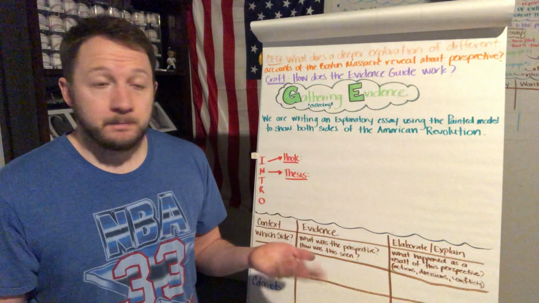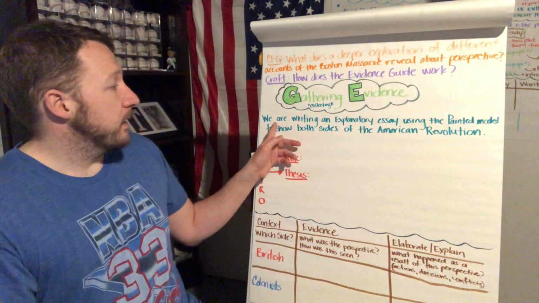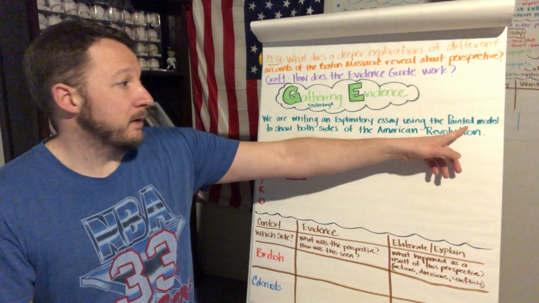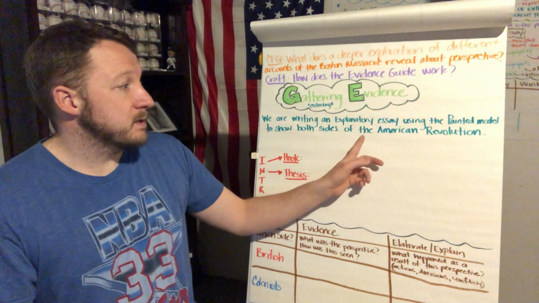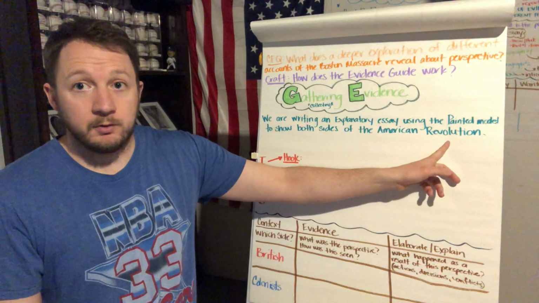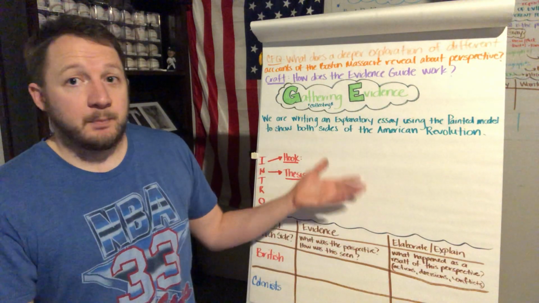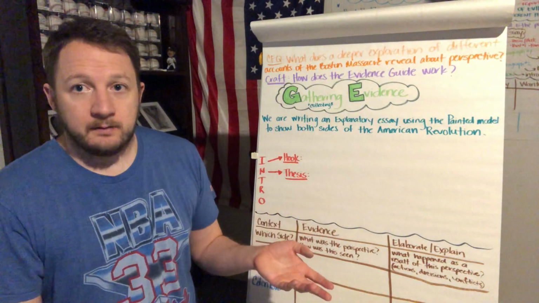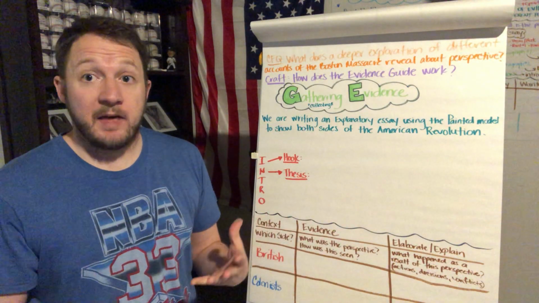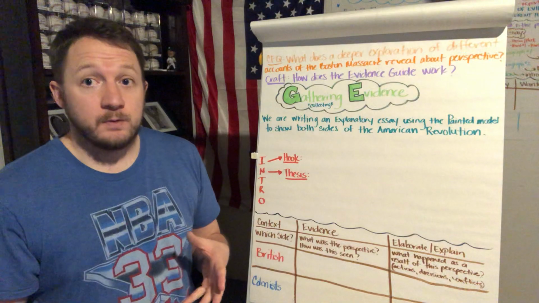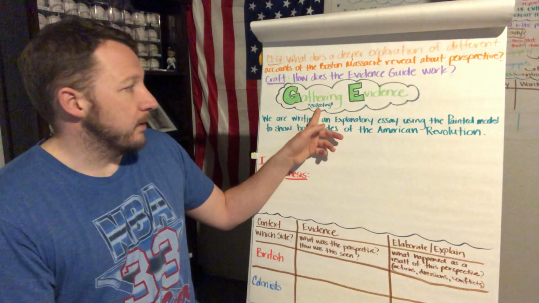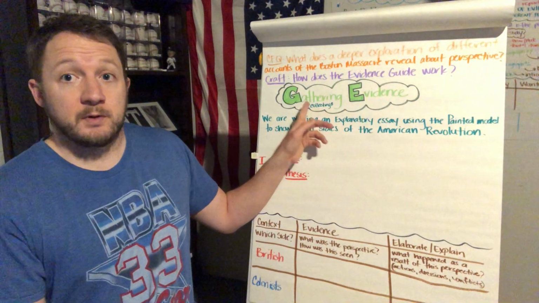Now, the sentence I have under here is, we are writing an explanatory essay using the painted essay model to show both sides of the American Revolution. We talked about the painted essay the other day, and today we're going to be starting to gather our evidence to use in our painted essay. And underneath gathering, I wrote collecting, just in case you weren't sure what the word gathering meant.